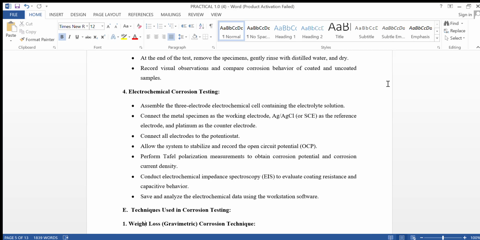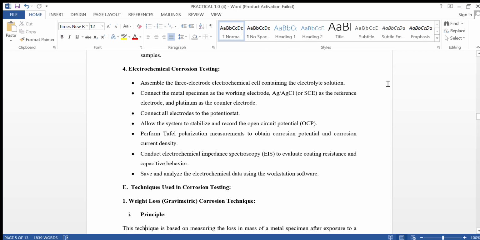Perform Tafel polarization measurements to obtain corrosion potential and corrosion current density. Conduct electrochemical impedance spectroscopy, EIS, to evaluate coating resistance and capacitive behavior. Save and analyze the electrochemical data using the workstation software.